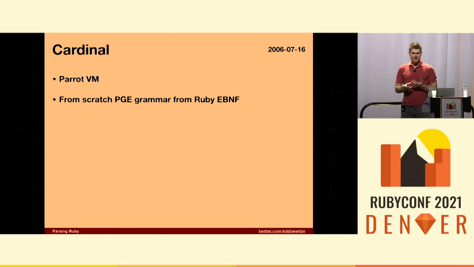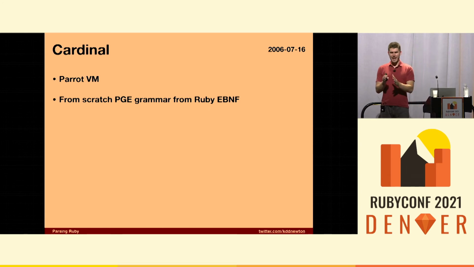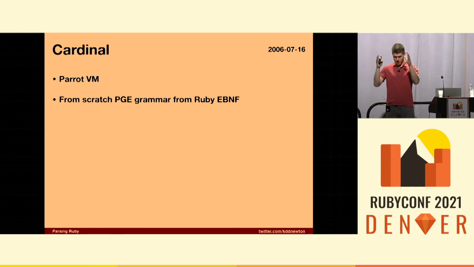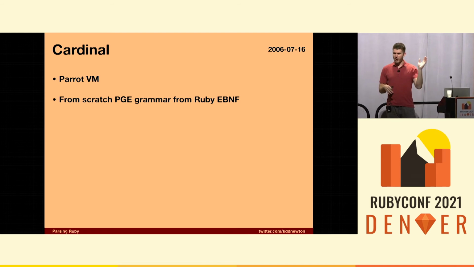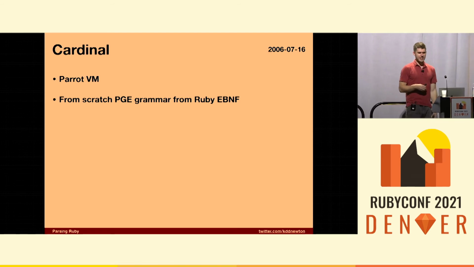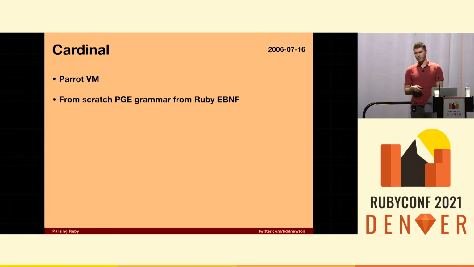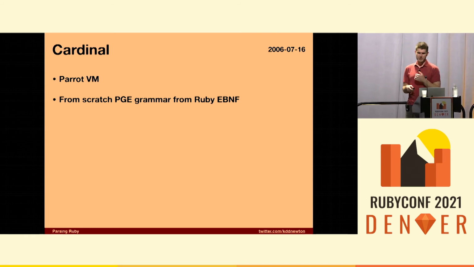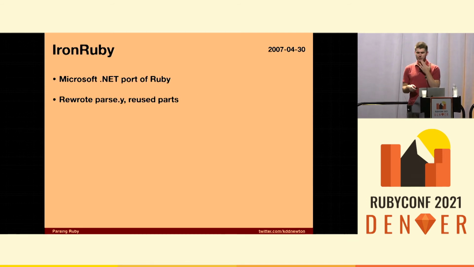I included Cardinal because it's a very interesting thing. It's a rewrite of the Ruby thing, except this time, instead of taking the parse.y file, it actually took the grammar. Mats had published a grammar, the abstract grammar that we looked at on a website way back when. This was a fork of the Ruby 1.4 grammar, and they rewrote it in order to put it on the Parrot VM. Iron Ruby was written around this time for the .NET framework.